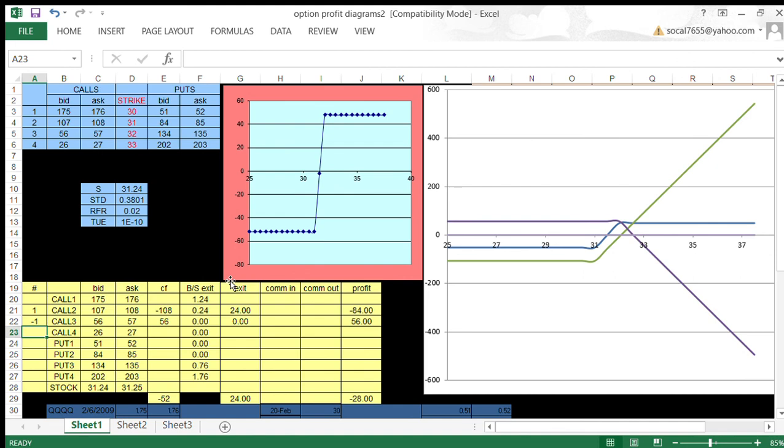Okay, so I'm about done with this video, and we're about to turn to a very interesting application of a series of vertical spreads and some neat trading advice that comes from that.